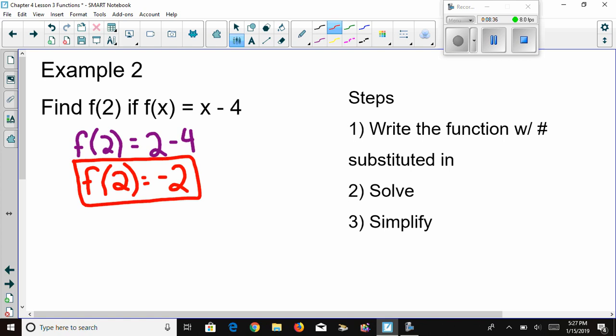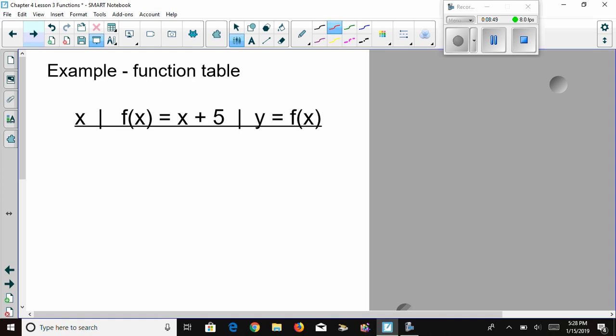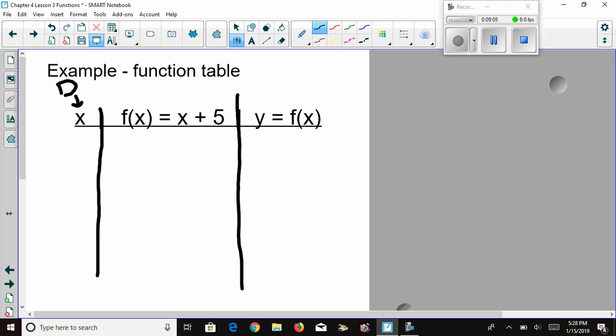We're going to expand this a little further. I want to show you guys what a function table looks like so that you are familiar with how to fill in the missing pieces. So a function table is a table just like the ones we used in the previous lesson. But this time, it's going to be broken into 3 parts. I have my domain, I have my rule, and then I have my range.